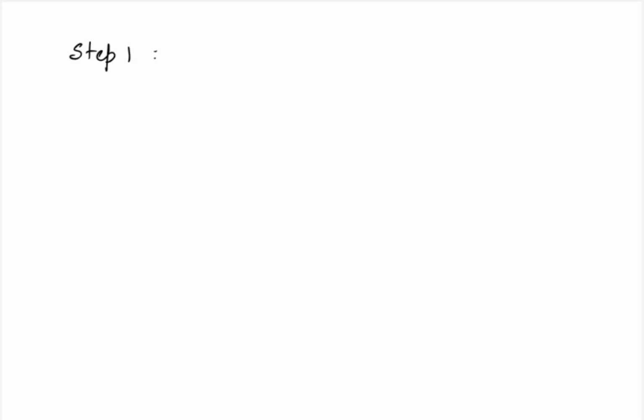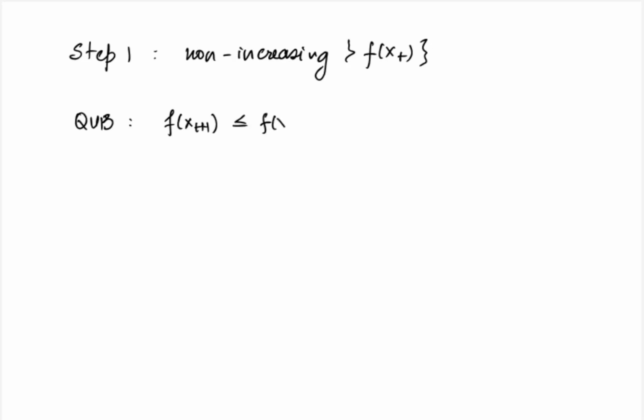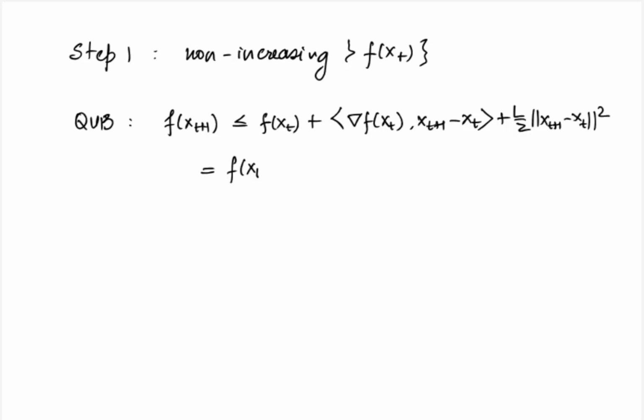Step 1 is the non-increasing function property that can be derived from the smoothness of f. So from the quadratic upper bound condition, we have that f of xt plus 1 is less than or equal to f of xt plus inner product of gradient f of xt with xt plus 1 minus xt plus L by 2 norm square of xt plus 1 minus xt. From the definition of g eta, xt plus 1 minus xt is minus eta times g eta. So substituting this definition, we get that the right hand side is equal to f of xt minus eta inner product of gradient f of xt with g eta of xt plus eta square L by 2 norm square of g eta of xt.